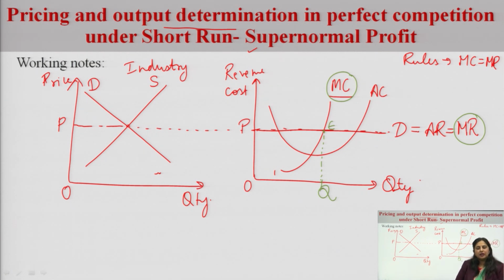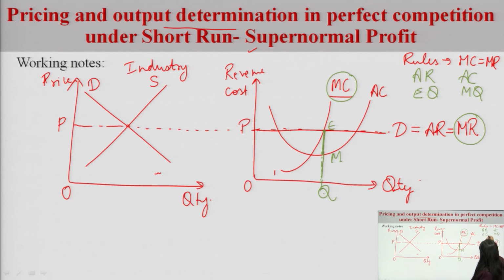Now, to identify whether the seller is having profits or losses, how will we determine this? By comparing his average revenue and average cost. So, how much is the average cost? This is the average cost, denoted by point M. So, EM, what is the average cost? Average cost for the seller, for selling quantity OQ, is MQ, and the average revenue is EQ.